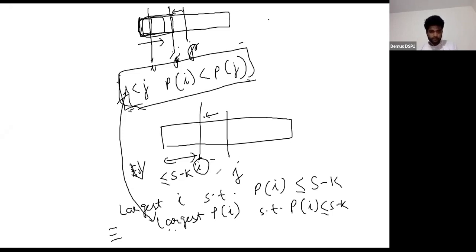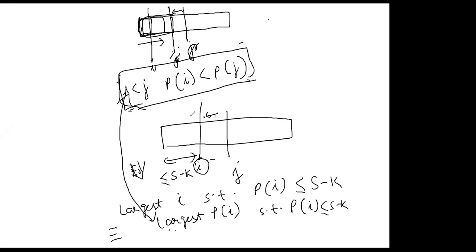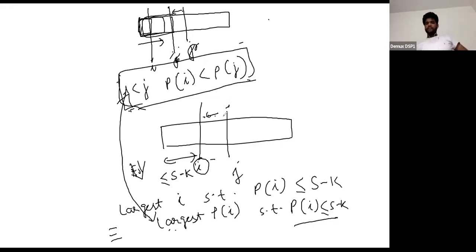Where, Karan? So in the p_i less than that, which subarray are we considering in this case? So see, when I am at a j, I have to find the largest i, as in the first i from the right, which satisfies this property that the prefix sum is less than or equal to s minus k, right?